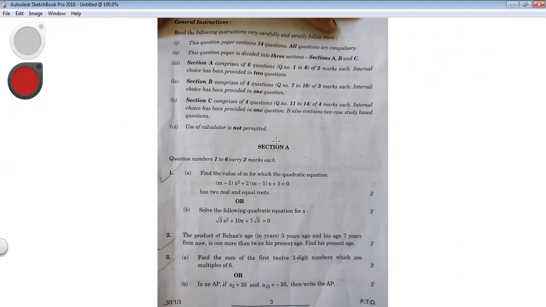Section A, the first problem. It asks to find the value of m for this quadratic equation such that it has two real and equal roots. For that, the discriminant has to be equal to 0, right? The discriminant is b square minus 4ac, which has to be 0. Here b is 2 into m minus 1, a is m minus 1, and c is 1.